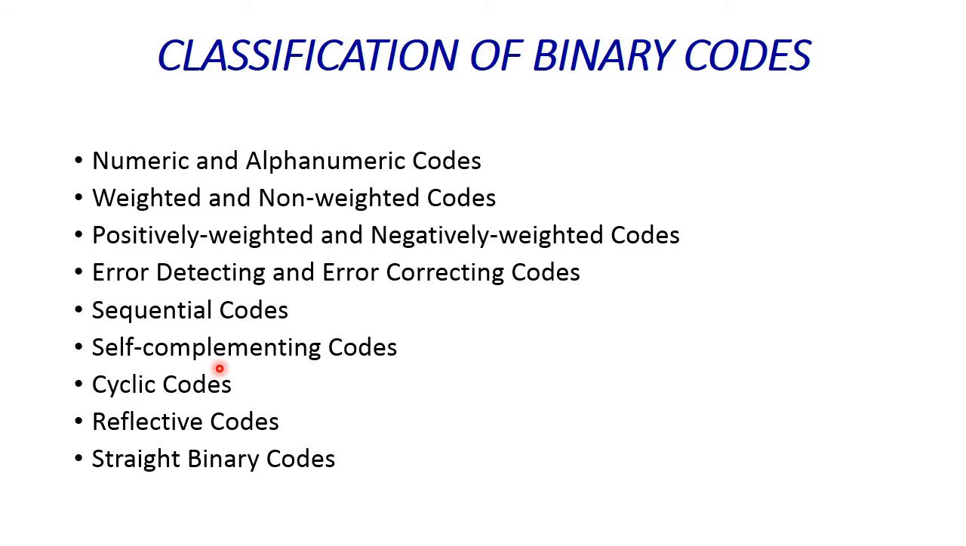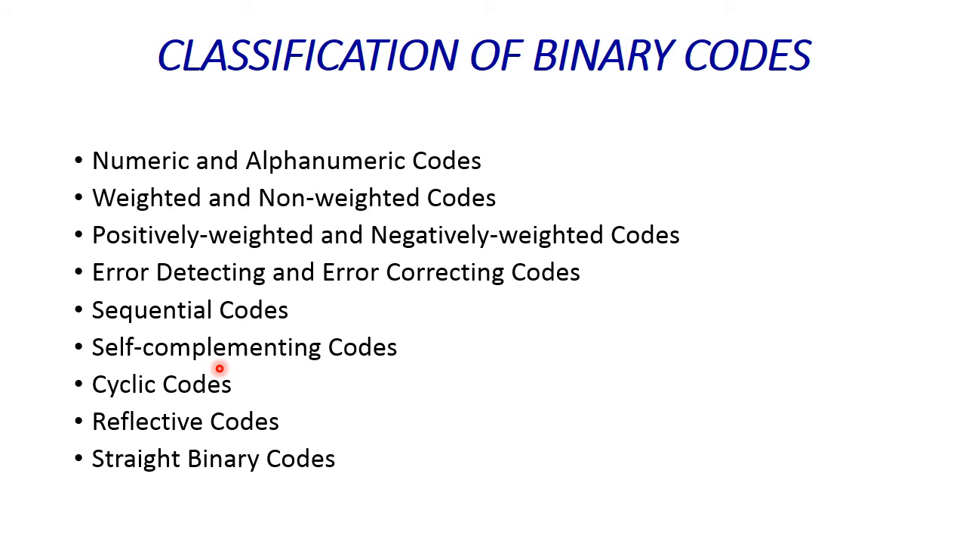Now the next one is the cyclic codes. Cyclic codes are codes in which each successive code word differs from the preceding one in only one bit position. So they are also called unit distance codes. Unit distance codes have special advantages in that they minimize transitional errors or flashing. The Gray code is a cyclic code.